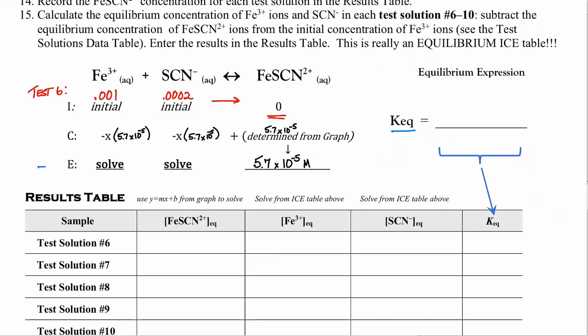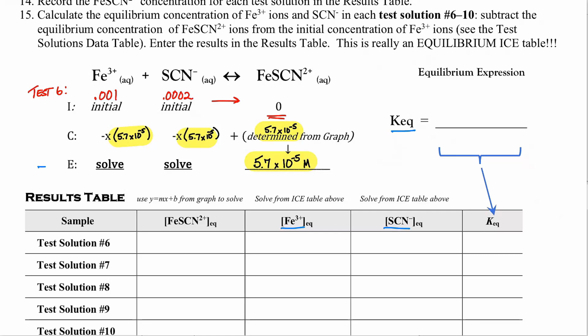Okay, so we just found x, the molarity of our test solution, using the absorbance from the graph. And now we know that that is exactly the minus x and the plus x. And you've seen these in problems before. So now to solve for the equilibrium values for these ions, you've got to subtract the x away.